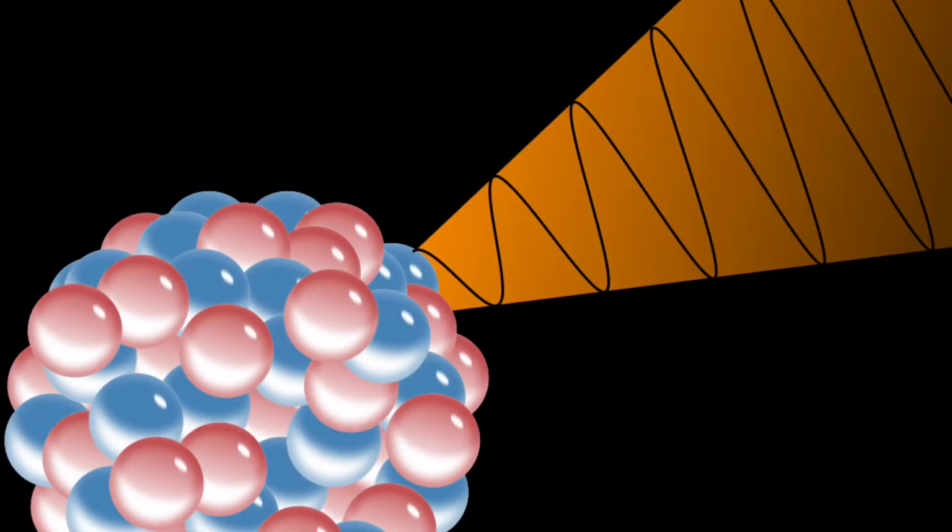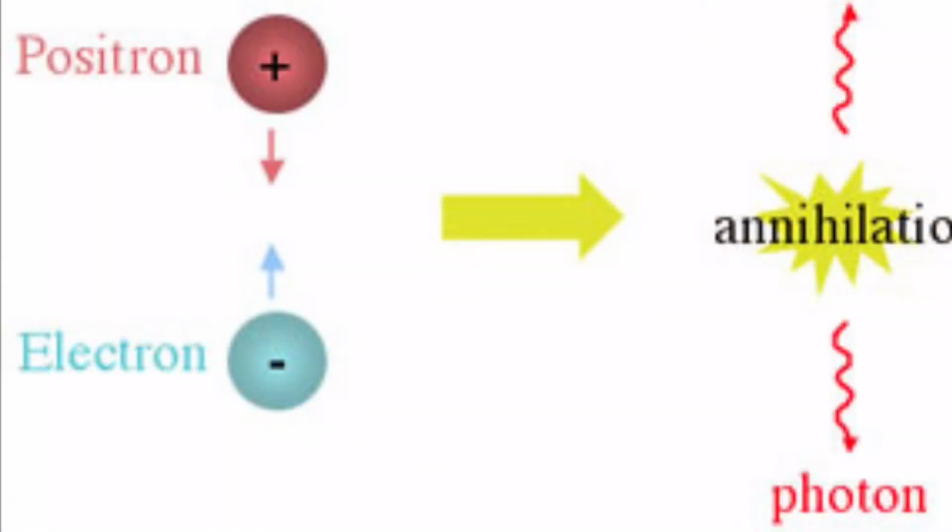A gamma ray is a high-energy photon that often accompanies the production of other particles. It is written as having an atomic number and mass of 0. A positron is a particle with the same mass as an electron, but a positive or opposite charge. It can be written as having an atomic number of +1 and a mass of 0.